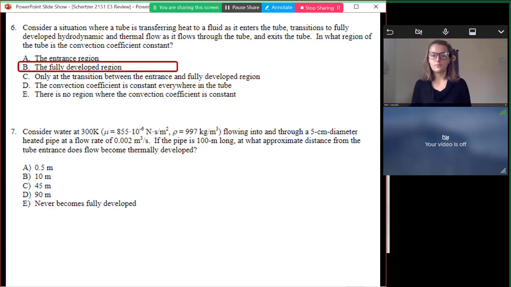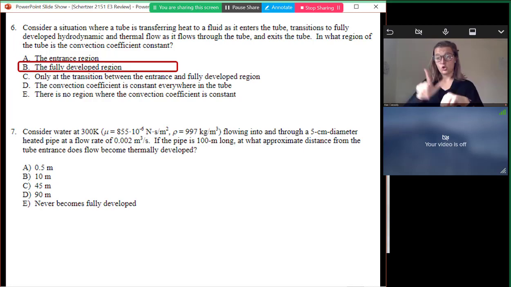Question 7. Consider water at 300 degrees Kelvin with some properties flowing into and through a 5 centimeter diameter heated pipe at a flow rate of 0.002 meters cubed per second. If the pipe is 100 meters long, at what approximate distance from the tube entrance does the flow become thermally developed?